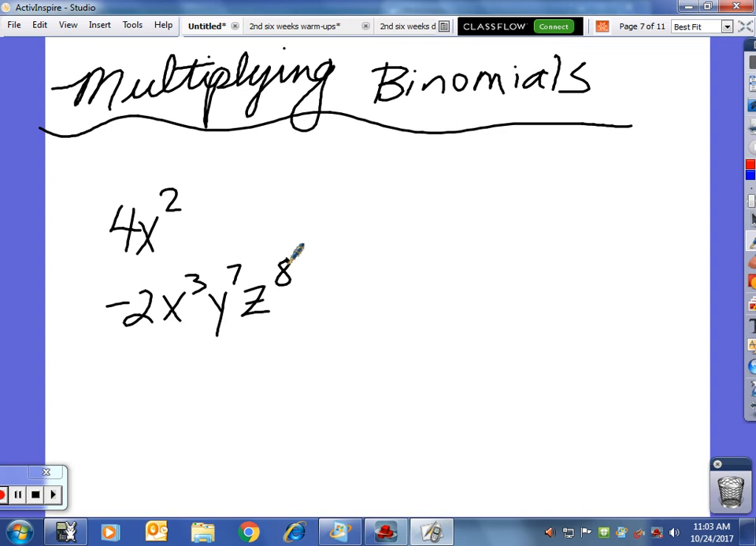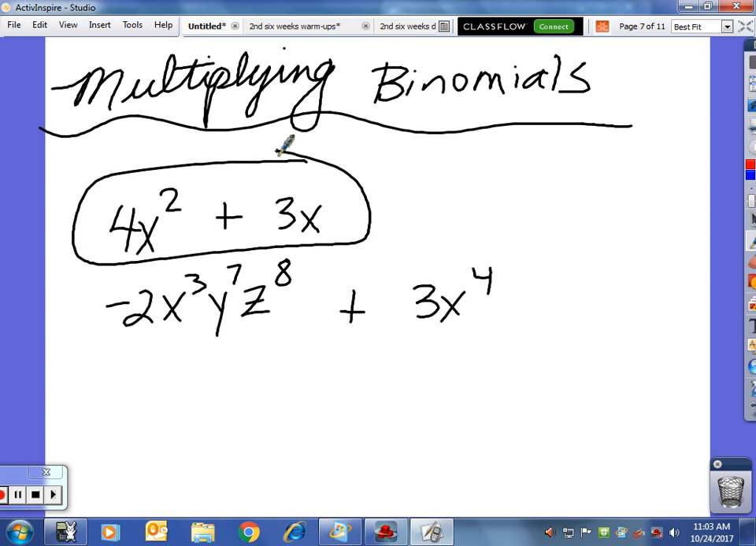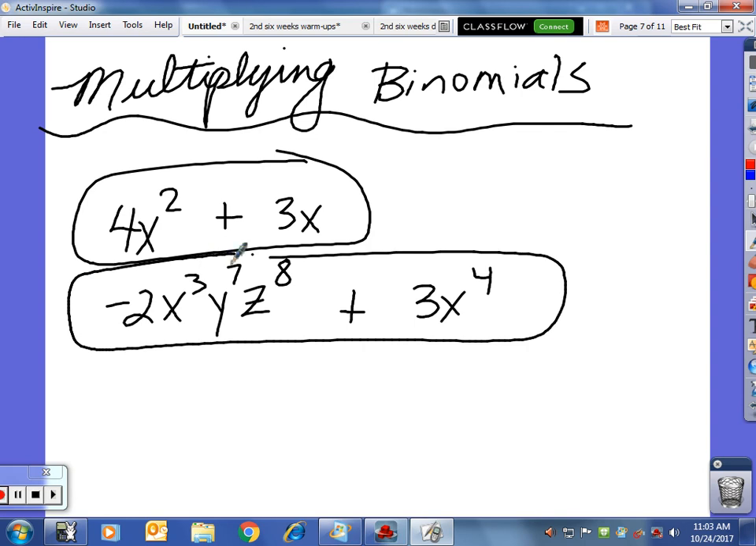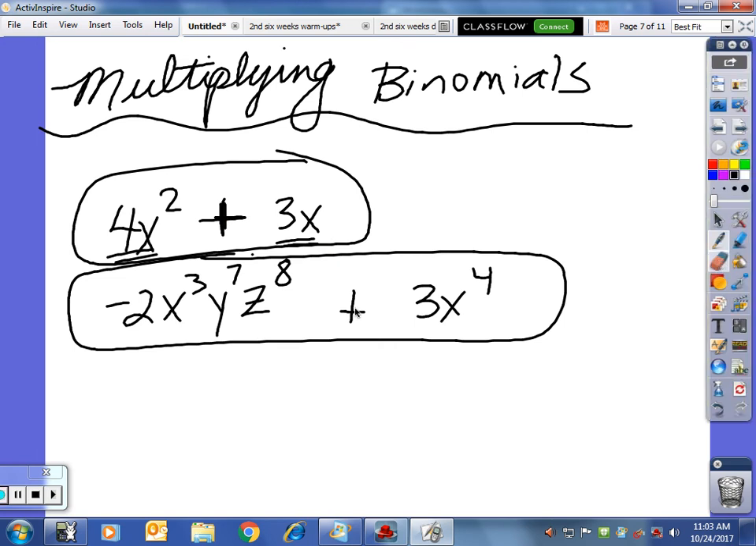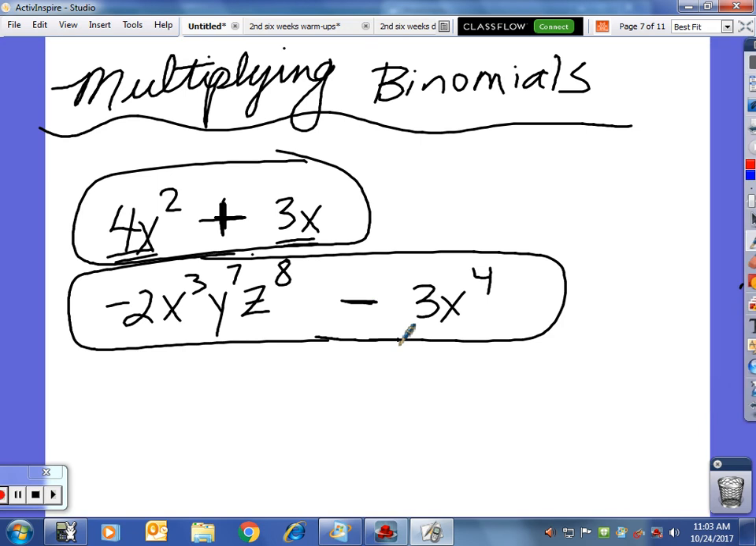Now, it becomes a binomial when I take a monomial and add something to it. That's two terms now. You can't combine those because they're not like terms. So these are two examples of binomials. Binomials are when you've got two groups separated by either a plus, or it could even be separated by a minus. Now it becomes a binomial. And we have not multiplied binomials times other binomials yet. This is new to today's lesson.